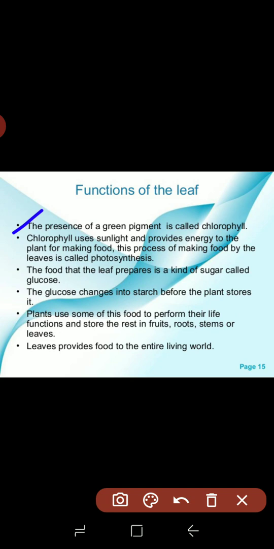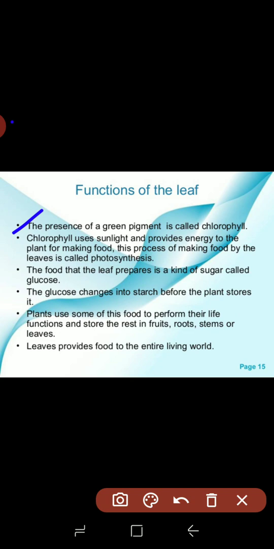That's why we can eat the root of the carrot. And you can also take the example of spinach. The plants store their food inside the leaves. That's why we cannot eat their roots or fruits. We can only eat their leaves. Okay, so your concept is clear.